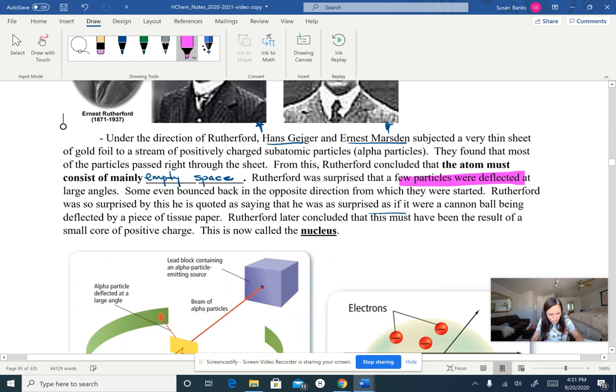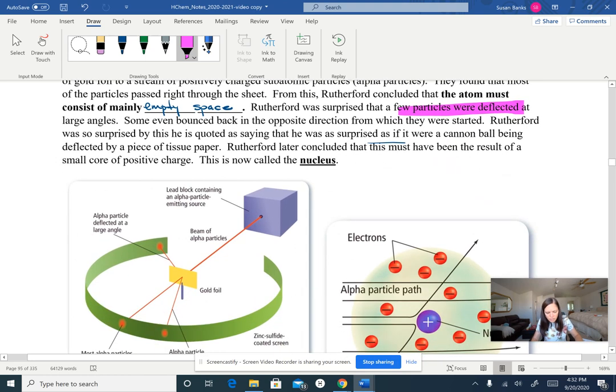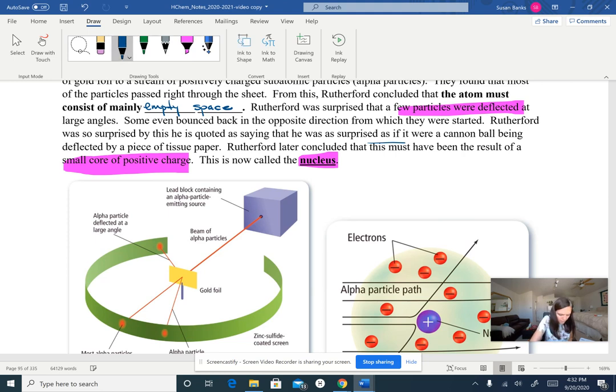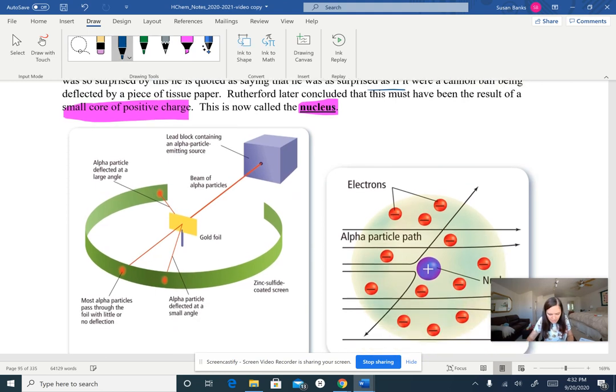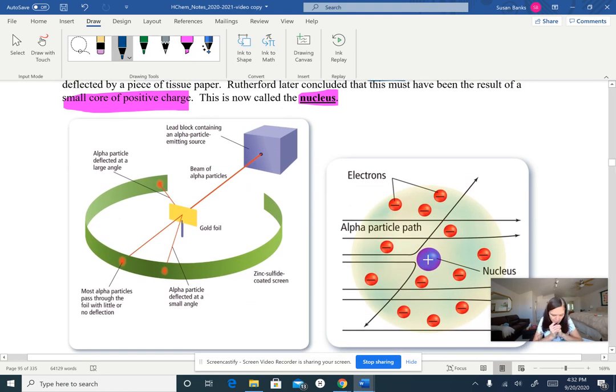He was quoted as saying that he was surprised as if a cannonball was being deflected by a piece of tissue paper. Rutherford later concluded that this must have been the result of a small core of positively charged particles. This is what he called the nucleus. Okay? So this is what Rutherford set out with his experiment.